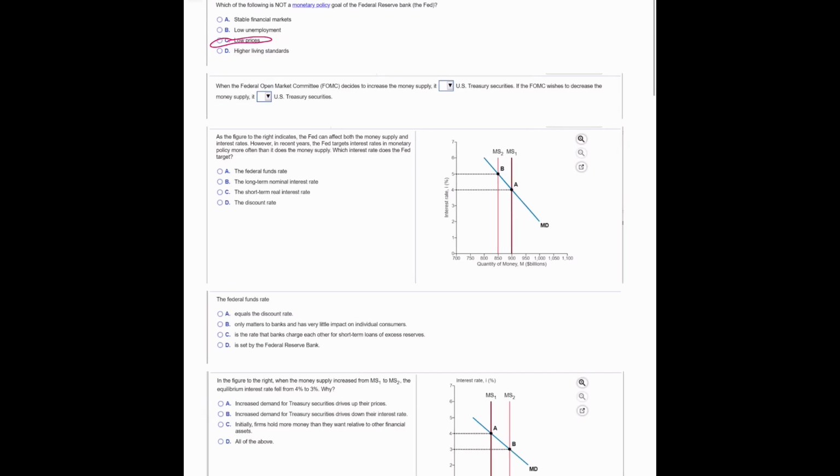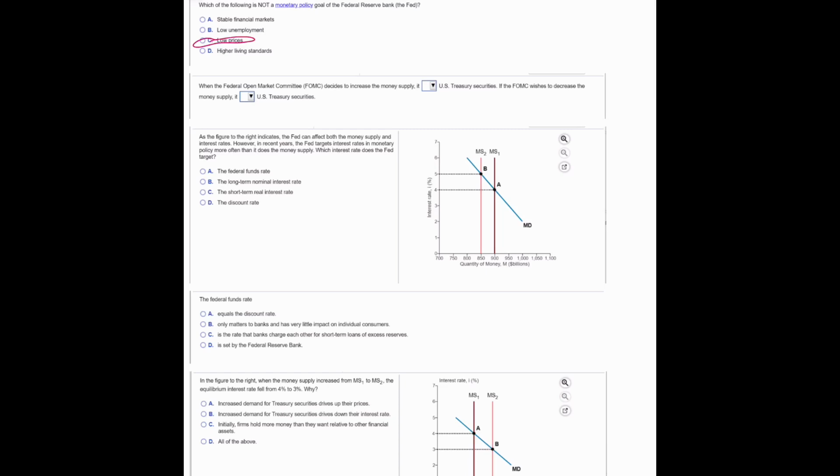Number two, when the Federal Open Market Committee decides to increase the money supply, what does it do to U.S. securities? And this is where we use that little mnemonic. Increase, buy big. Remember that? So they're going to buy U.S. Treasury securities. If they wish to decrease the money supply, what are they going to do? They're going to sell small. So keep those mnemonics in mind. They seem very silly, but they're very helpful to help you remember this. Just keep in mind that it is the Fed buying from the banks, the Fed selling to the banks.